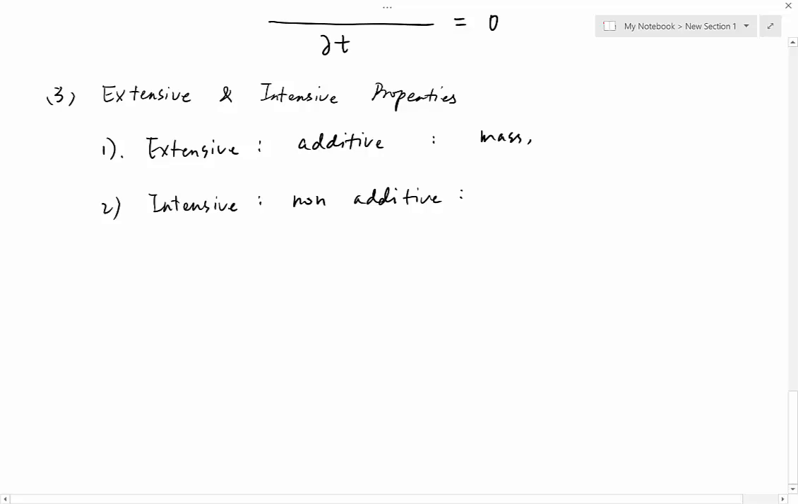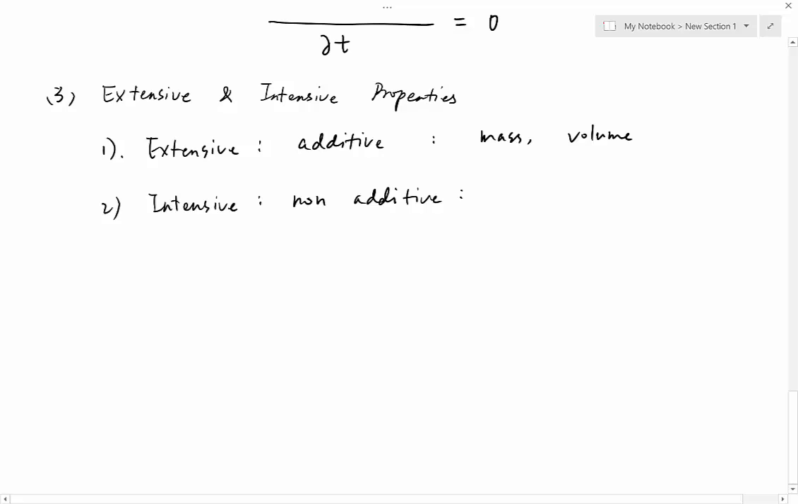The first example is mass. The next one, can you think of another example that is additive? What about volume? You have object A, which has a volume of 1 liter, and then object B, which has a volume of 2 liters, and then you put them together. What will be the new volume? 1 plus 2, 3 liters. So yes, you can perform addition for volume. So volume is another extensive property.